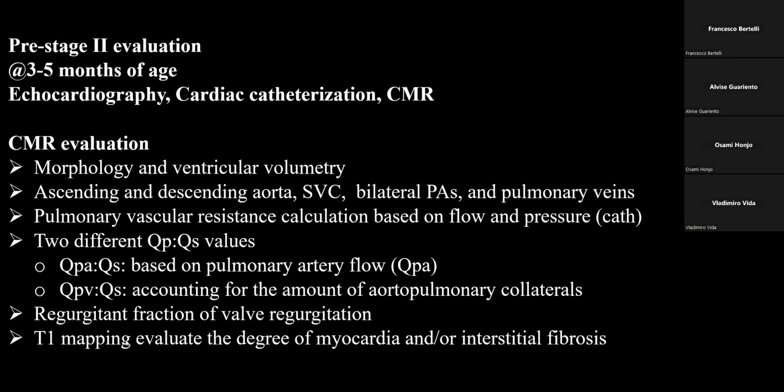And then we also obtain the regurgitation fraction of valve regurgitation. This is particularly important in a patient with hypoplastic left heart syndrome with some degree of AV valve regurgitation. We also obtain T1 mapping to evaluate myocardial scar or interstitial fibrosis, and this is particularly important after a Norwood or extensive stage 1 procedure.